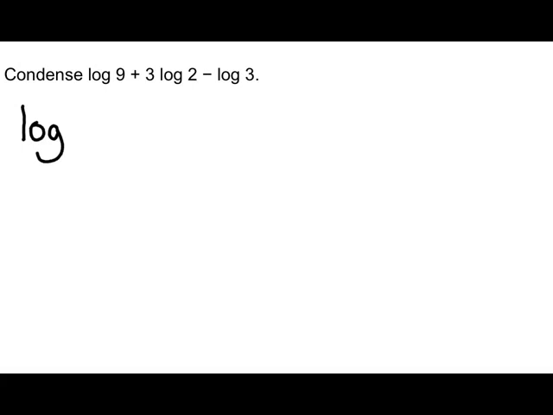Now I'm going to combine everything I know. So log of 9 is just log of 9. Addition becomes multiplication. I have 3 log of 2. So what we do first is we bring the 3 up as our exponent. So that becomes 2 to the 3rd. So really it's not 9 times 3 or 9 times 2, it's 9 times 2 to the 3rd. Subtraction becomes division, and then I have my 3.